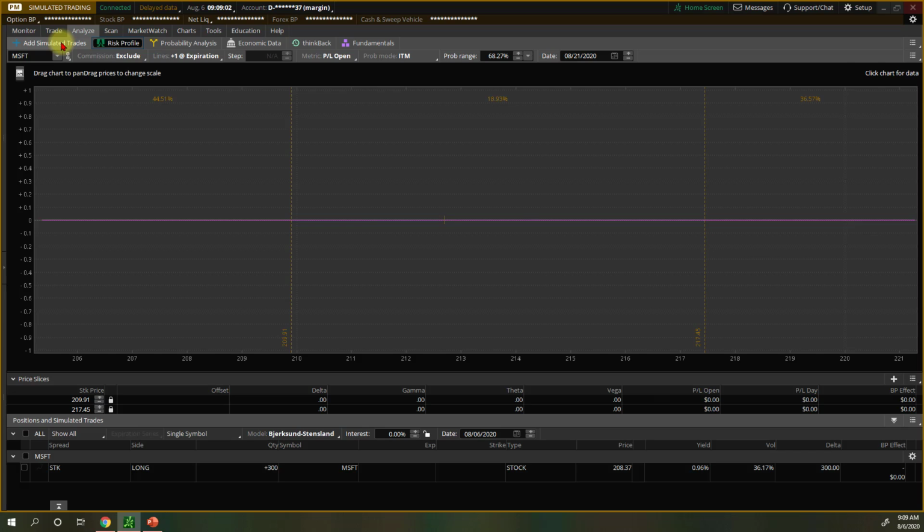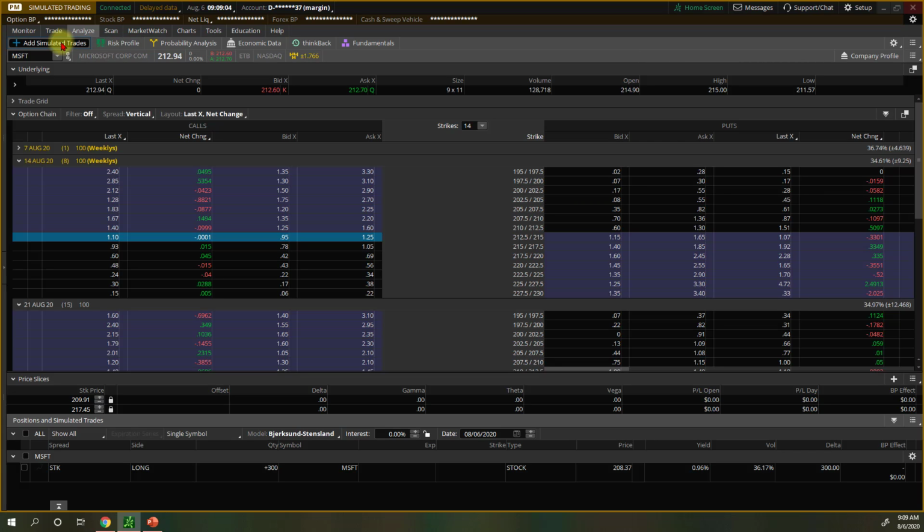So let's go over to simulated trades, and of course you could put in a real trade as well. I've got vertical spreads listed here, so we'll use a vertical spread. Notice that Microsoft closed at 212.94, so let's call it about 213. So let's just say we wanted to do the 210-215 vertical spread.